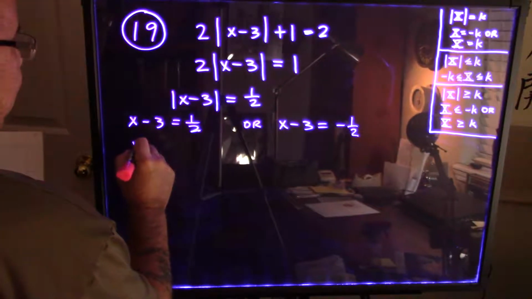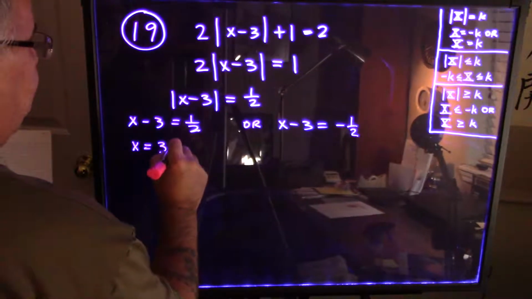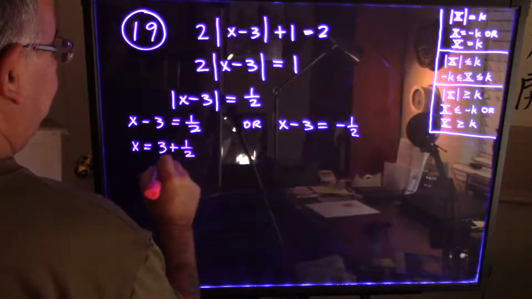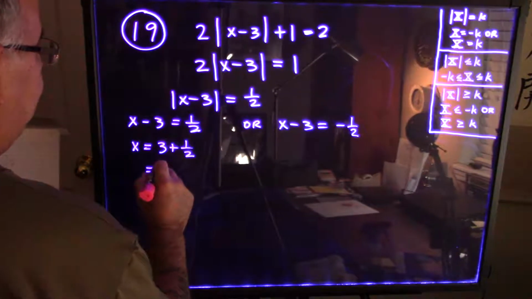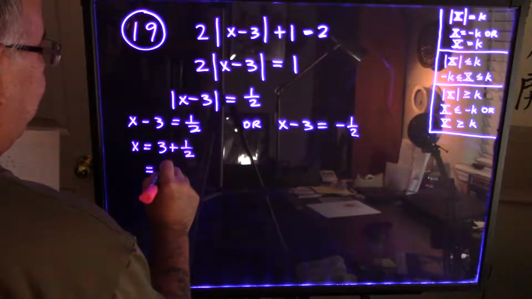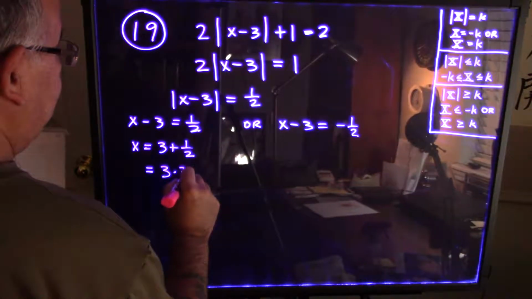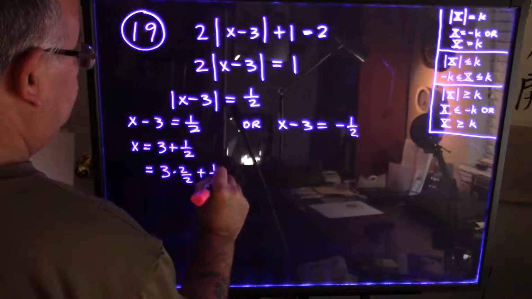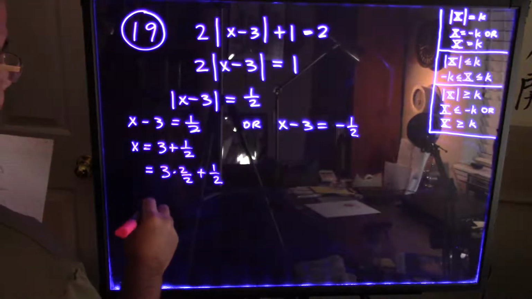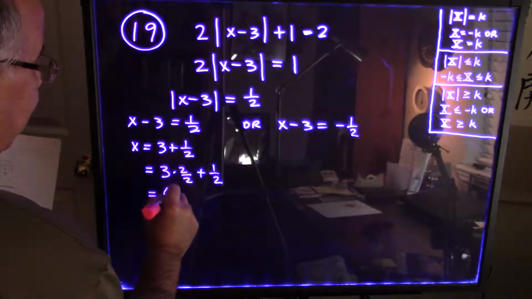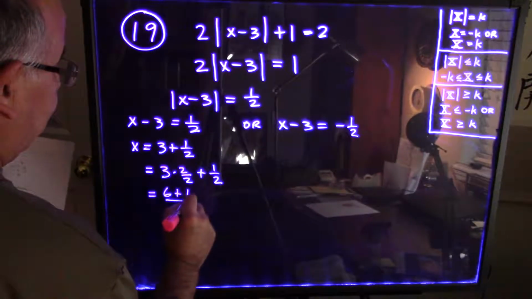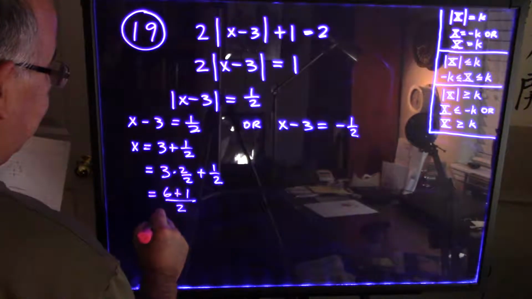Add 3 to both sides. X equals 3 plus 1/2. Get a common denominator. That would be the 2. So multiply 3 by 2 over 2. That's 6 halves. So you get 6 plus 1 all over 2, which is 7 halves.